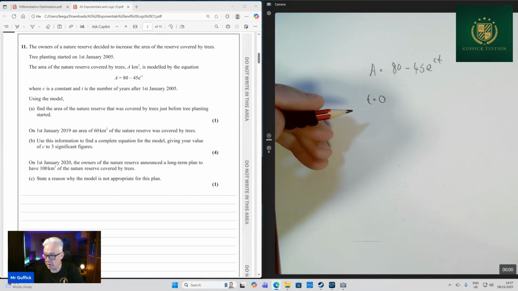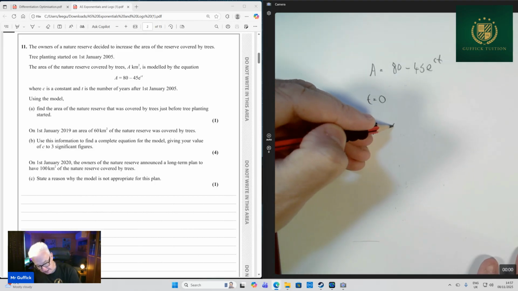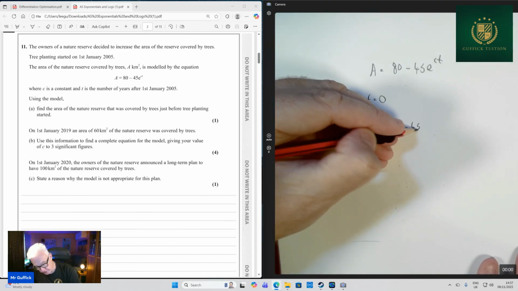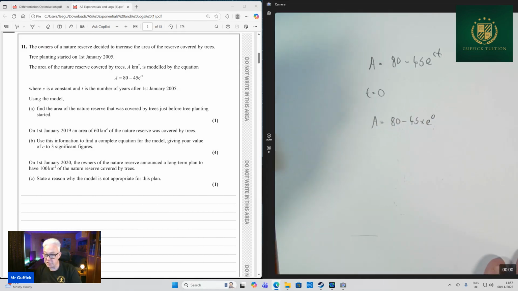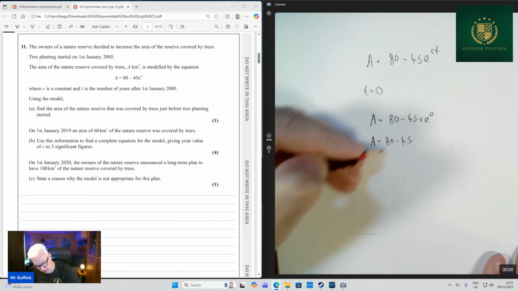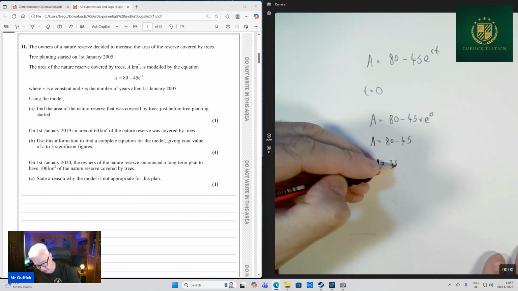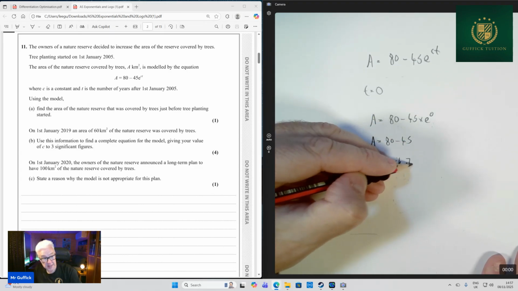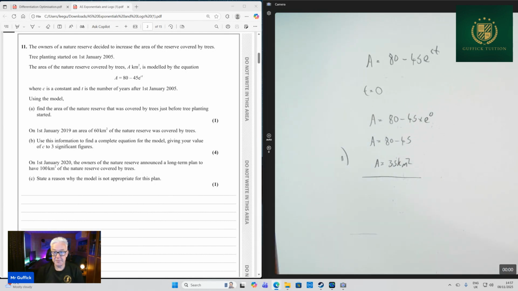But we know it's not going to be the case, because when we've got t is equal to 0, we've got A is equal to 80 minus 45 times e to the 0, which is 1. So A is equal to 80 minus 45. So it's actually 35 kilometers squared is the answer to part A. So that's part A. Now it says on the 1st of January 2019, an area of 60 kilometers squared of the nature reserve was covered by trees. Use this information to find out what the value of c is.